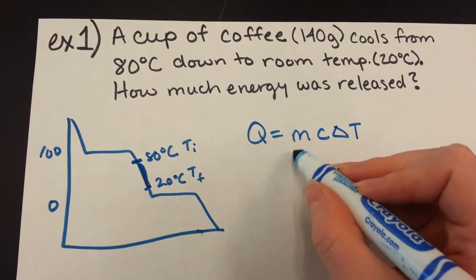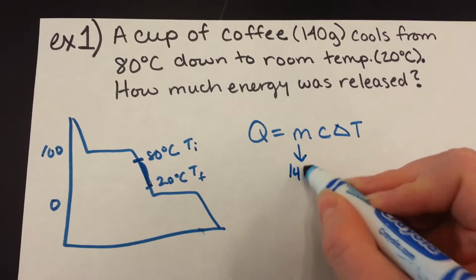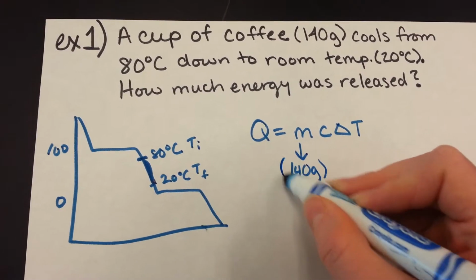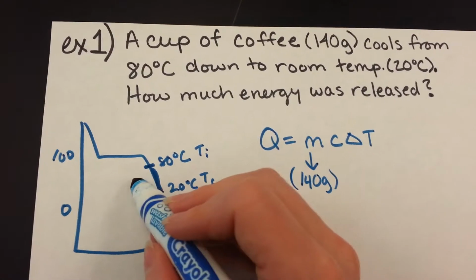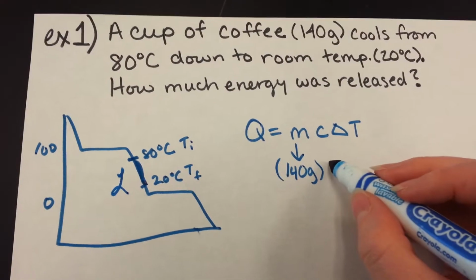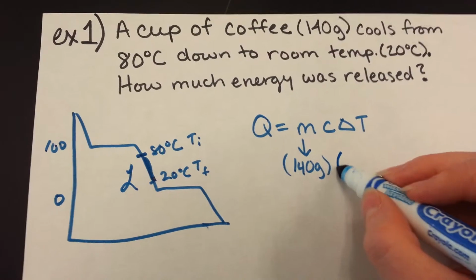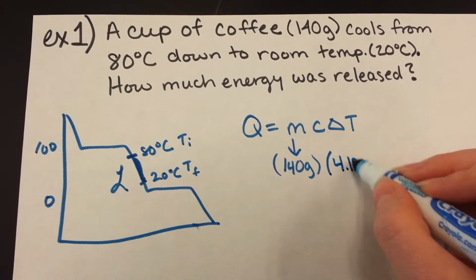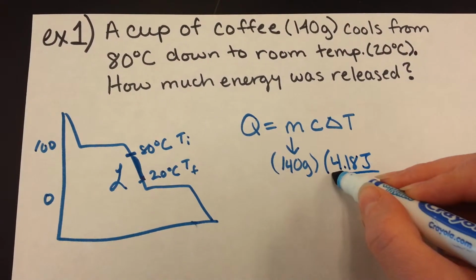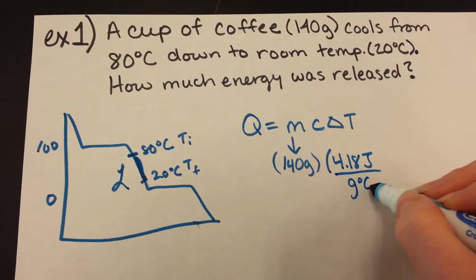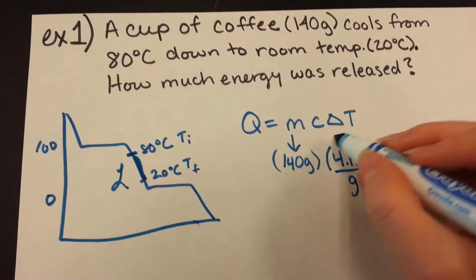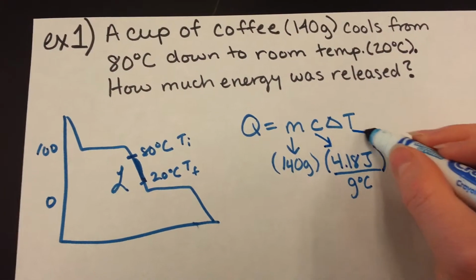So the mass is 140, which is given. Now, since we're in the liquid phase, we'll use the liquid specific heat of water, which is given on your worksheet and on your tutor chart. But its value is 4.18 joules for every gram degree C. So there's our C.